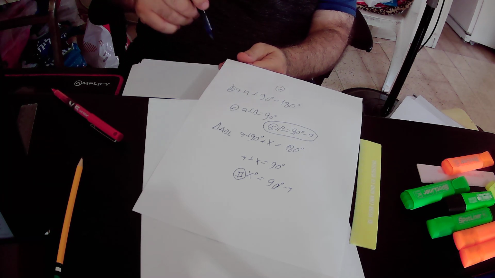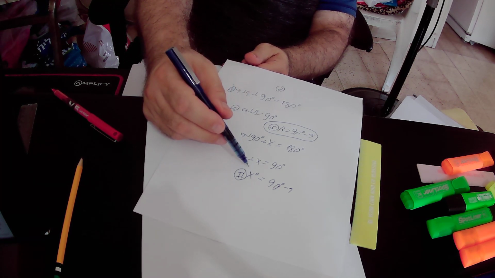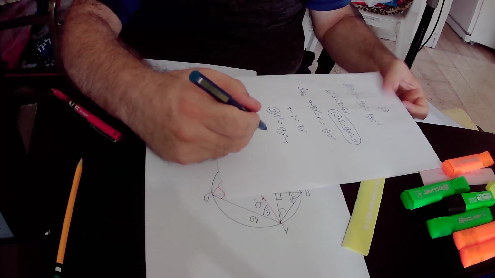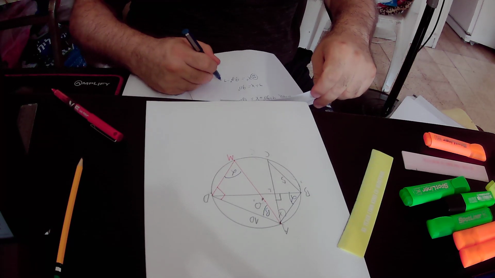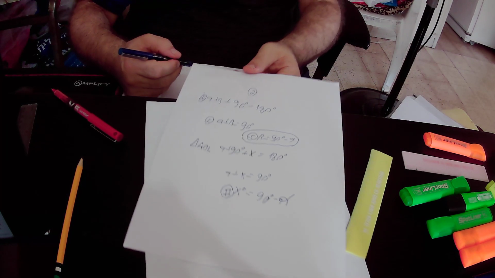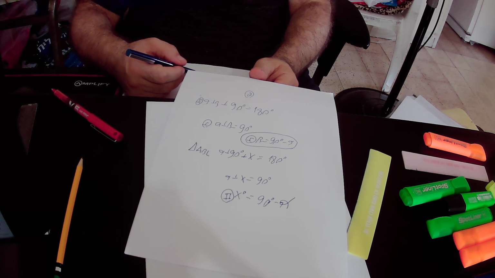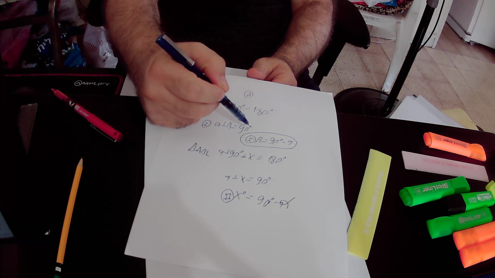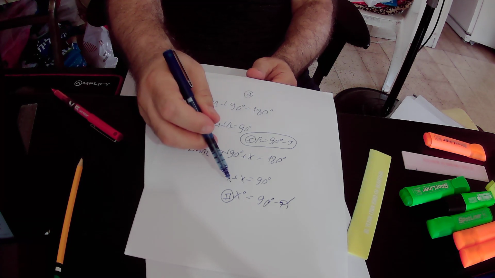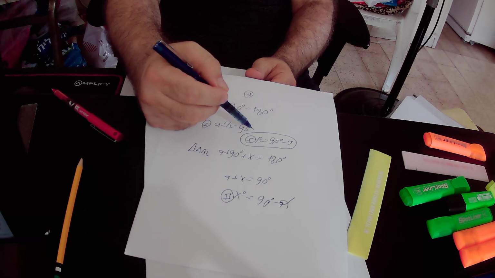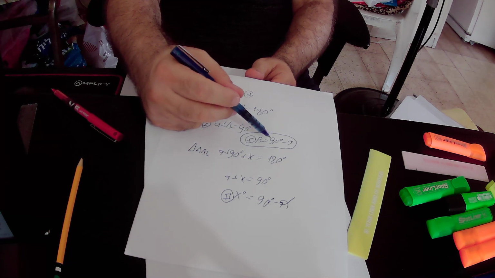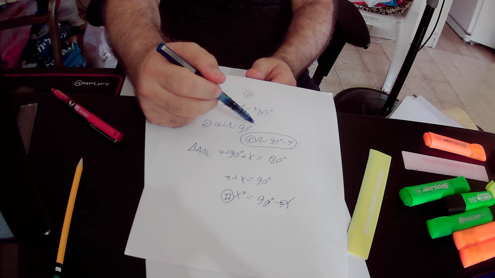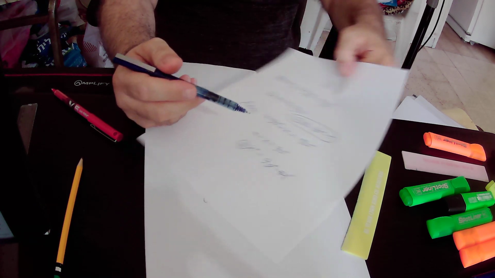And equation number 2 states that angle X equals 90 degrees minus alpha. So we can compare equation number 1 to equation number 2, and we can deduce from it that 90 degrees minus alpha equals 90 degrees minus alpha. Therefore, angle beta equals angle X.